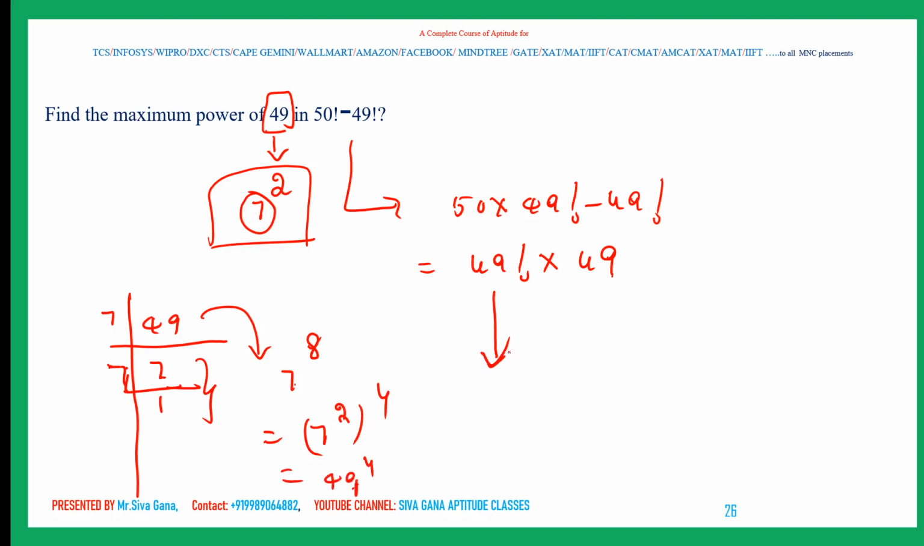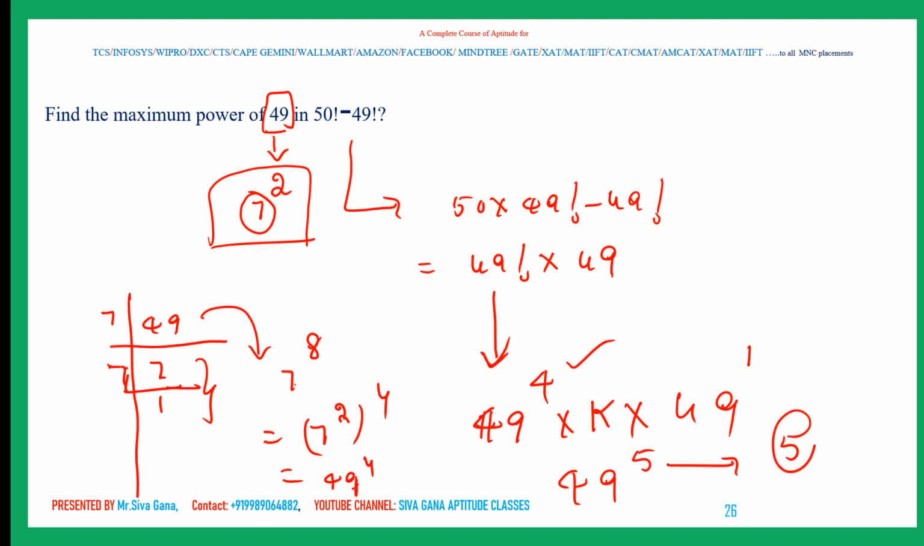So the maximum power of 49 in 49 factorial is how much? 49 power 4, and some constant will be there, which is not necessary for us, and 49 is here. So the maximum power of 49 is how much? This is 4, this is 1, 5. So the answer for this question is 5. The maximum power of 49 in the given number is 5.